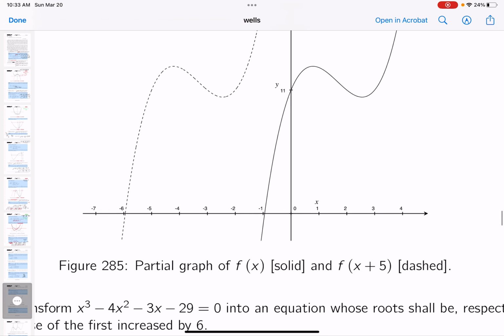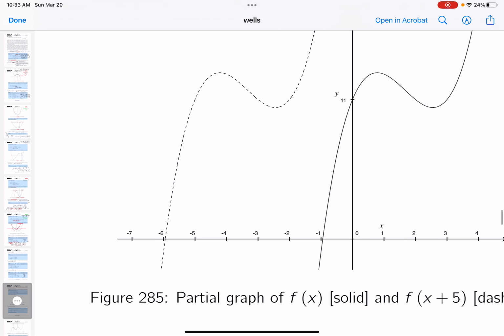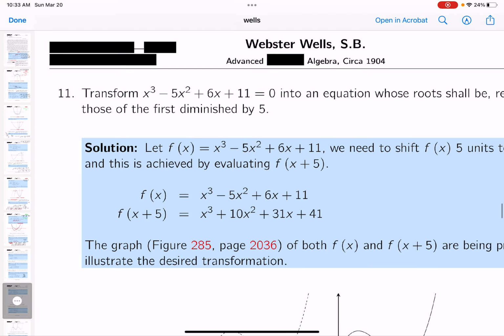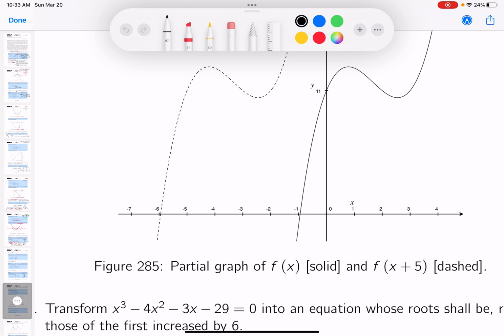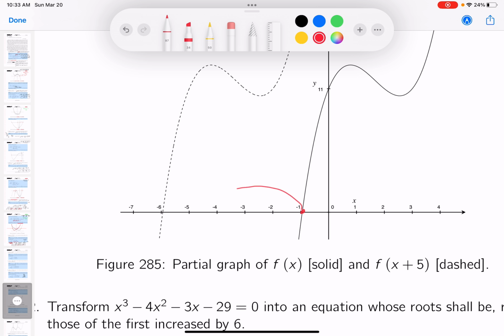Let me blow it up a little tiny bit. And this is a partial graph of the function f and the translated form of it. We're removing the root. We're diminishing it by 5, right? Yeah. So we're moving it to the left 5 units. So just give you an idea what's happening over here. Again, we're not telling you what the roots are. We're just indicating this is the root on f. And what I do, I moved it 5 units to the left.